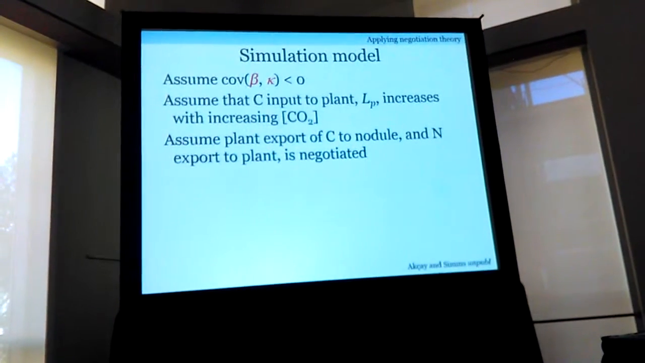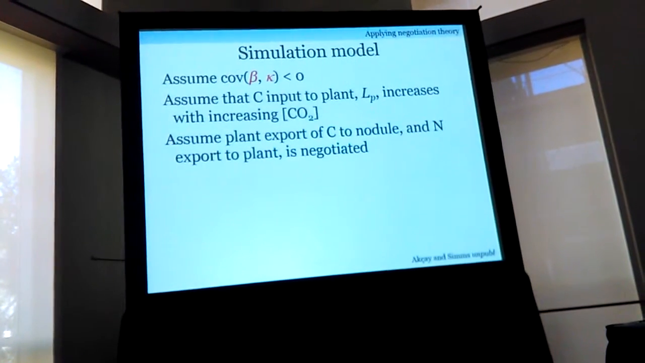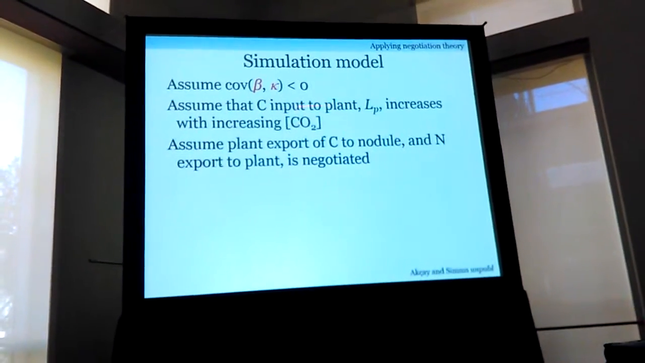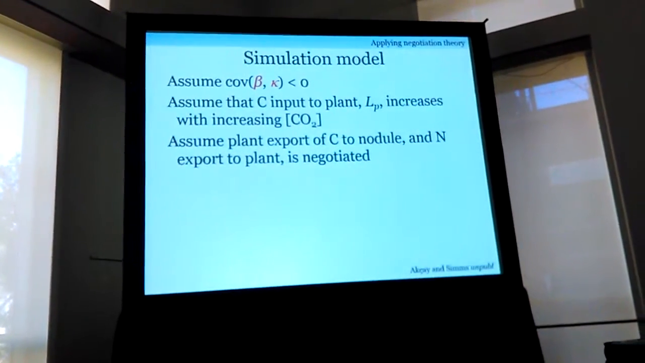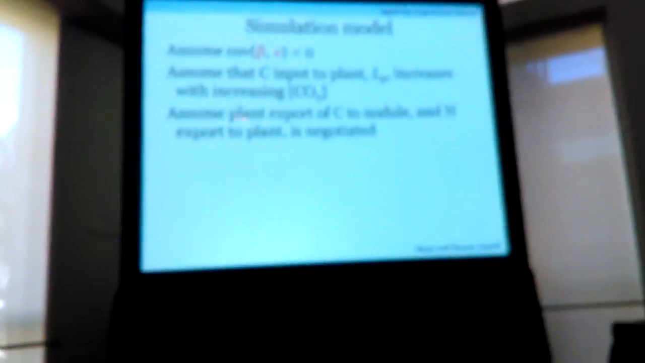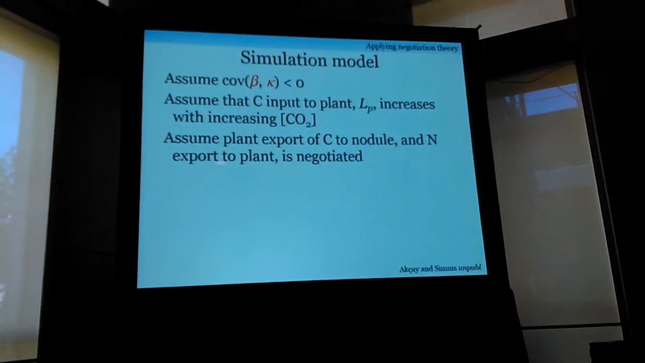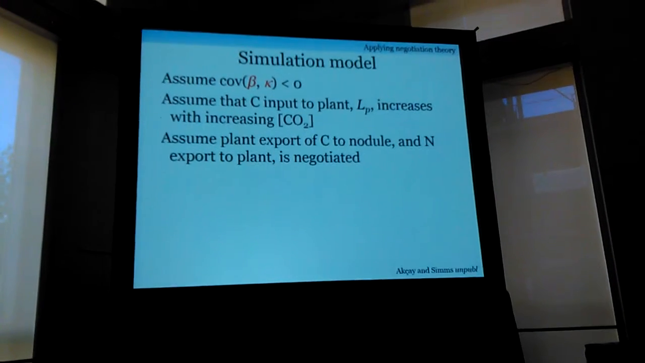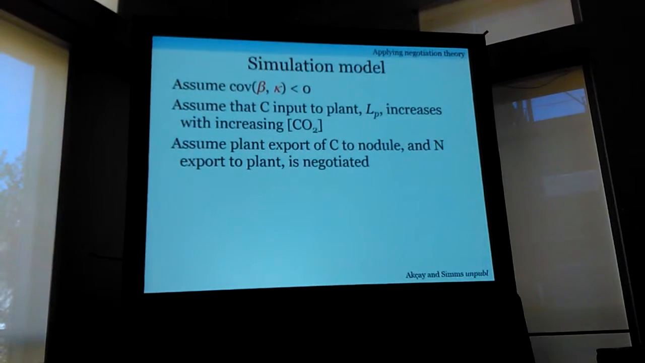So the simulation model that Errol has run assumes this negative covariance between these two traits. It also assumes that the carbon input to the plant, which is this variable, increases with increasing atmospheric CO2. And then it assumes that the price of nitrogen fixation, in other words, the rates of carbon export to the nodule and nitrogen export to the plant, are negotiated. So what did we find out?